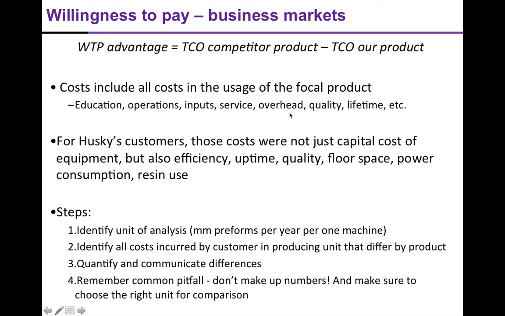Okay. So what are the steps? Again, we're not going to spend a lot of time on this because it's in your handout, but there are generally 4. You need to identify a unit of analysis to make your apples-to-apples comparison, identify all the inputs that go into your willingness to pay calculation, quantify those inputs, and be able to communicate those differences to the buyer.